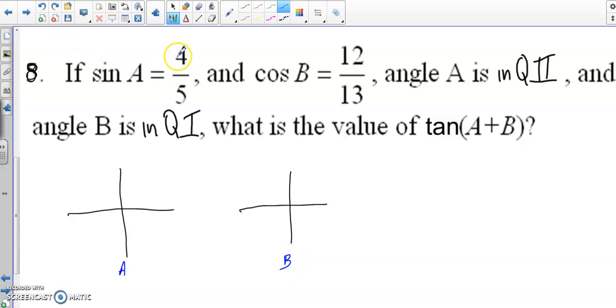The sine of angle A is 4 over 5. So the sine we know is opposite over hypotenuse. Cosine we know is adjacent over hypotenuse. We know angle A is in quadrant 2, and angle B is in quadrant 1. So this is where we would construct those angles. So why don't you pause, and I'm going to do that now just to save some time, and then we'll come back together in a second. Pause now.